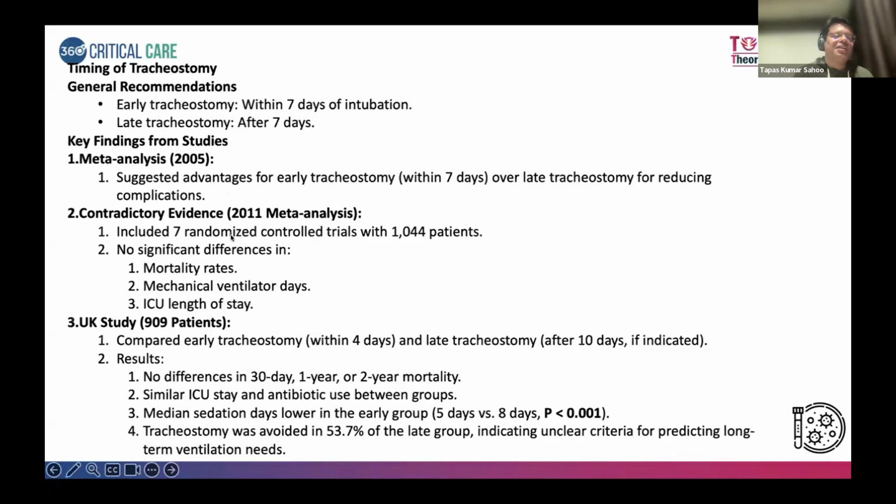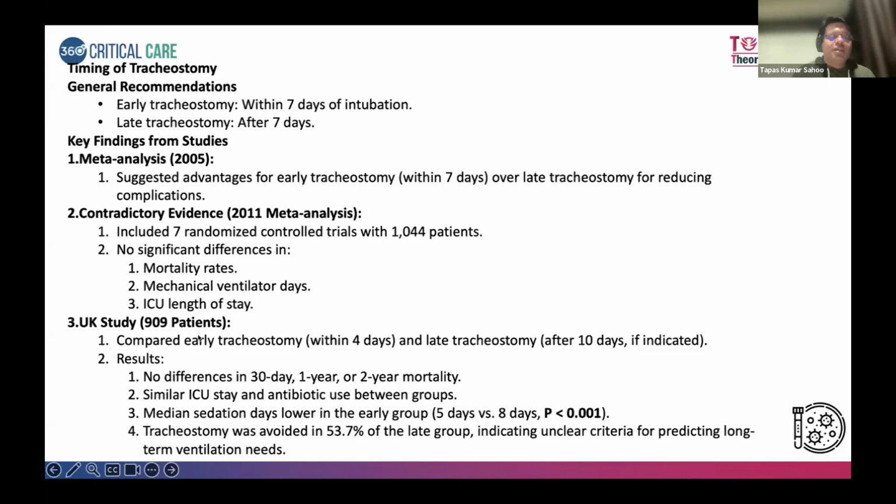Contradictory evidence was in the 2011 meta-analysis, where they included 7 RCTs. Almost 1,000 plus patients were there, but they didn't find any significant difference in mortality rate or mechanical ventilator days or ICU length of stay. Now, the third one is one of the favorite questions from the examiners. If you are getting a tracheostomy case in your practical, the examiner would be expecting you to just utter the words TracMan trial. Okay, I will be showing you the screenshot of the TracMan trial also.